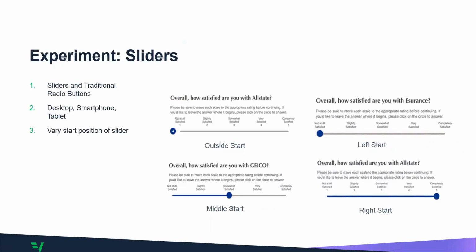We wanted to vary the start position of the slider because this is obviously something you can change. When a respondent encounters a slider in the survey, you can have the start position be on the outside. It can be on the left. Or if you think that might bias responses toward the left, then you might start it in the middle. So where should we put the start position of the slider?